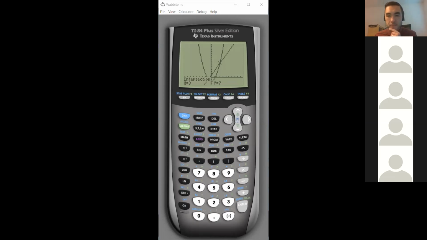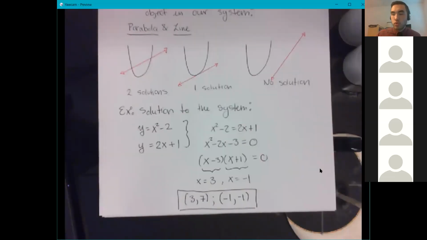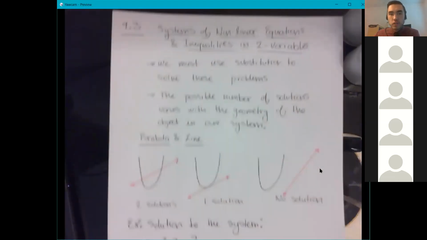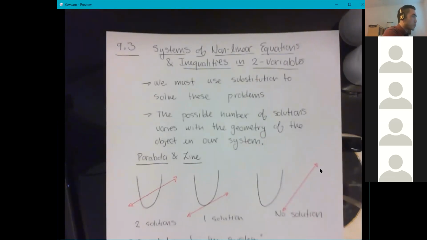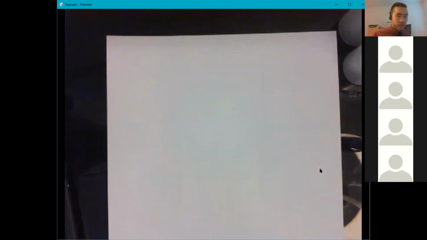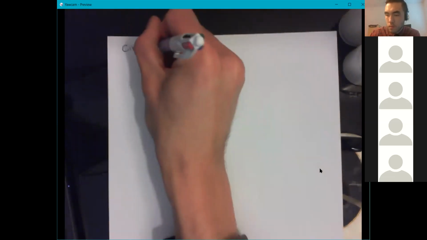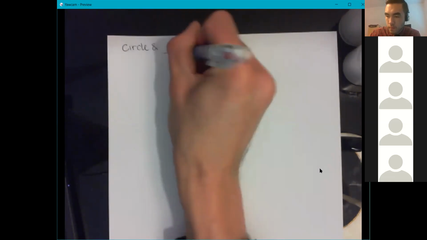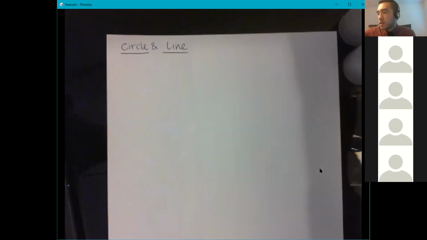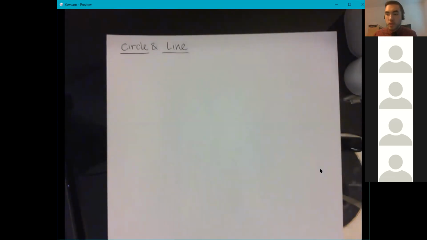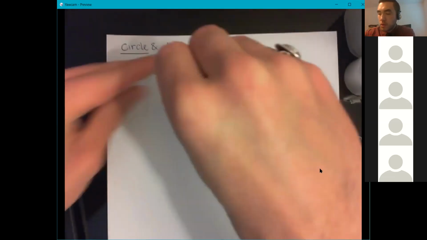Yeah. Okay. Now let's go ahead and talk about our next 2 classes of function sets that we might be asked to solve for the intersection of. Let's say that we have a circle and a line. And for this one, instead of drawing multiple circles, I'm just going to draw one big circle and talk about the different cases that we could have across it. So here is my circle.